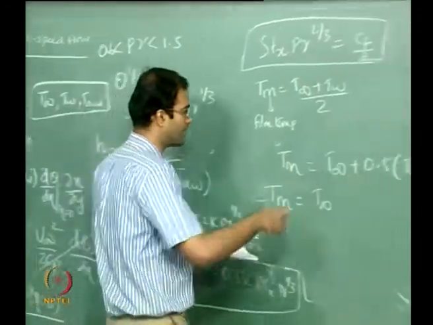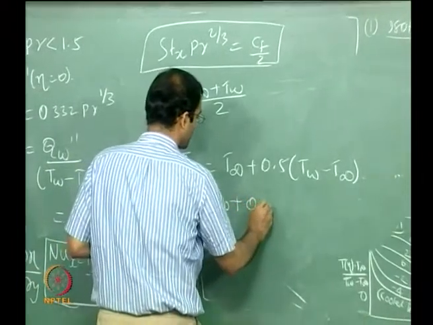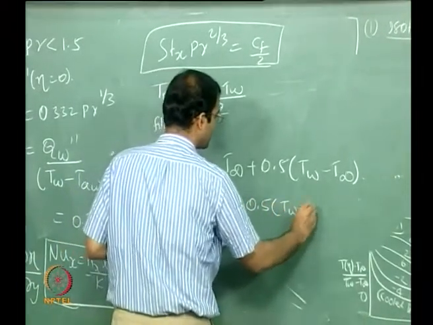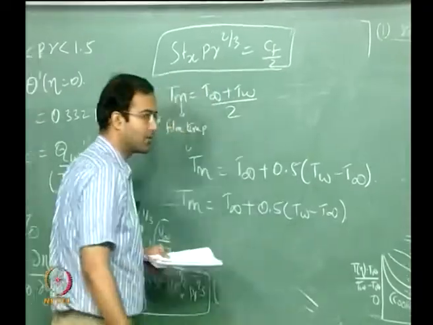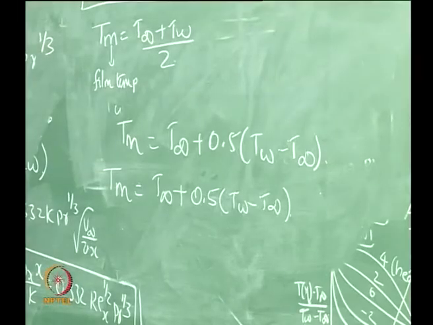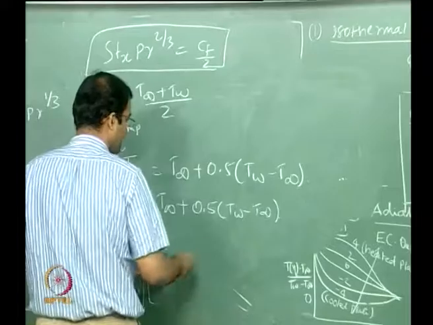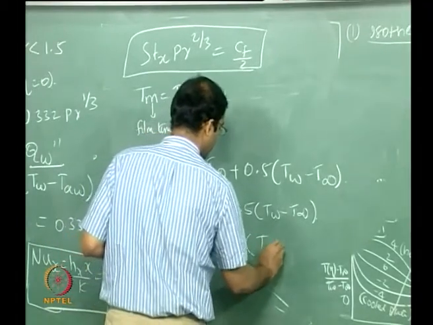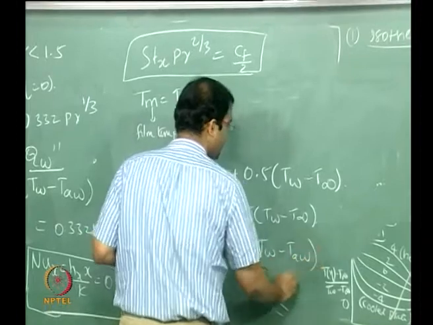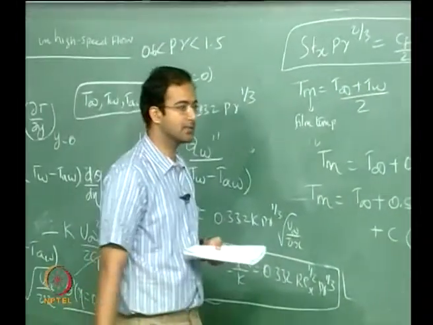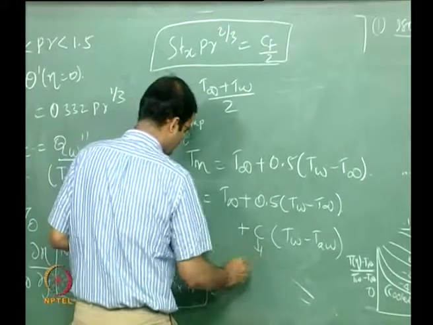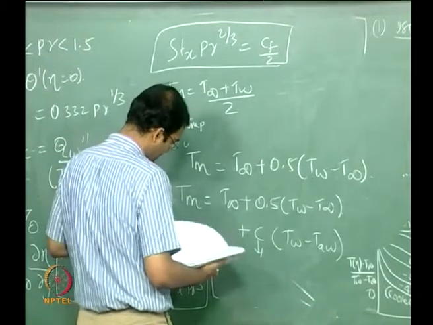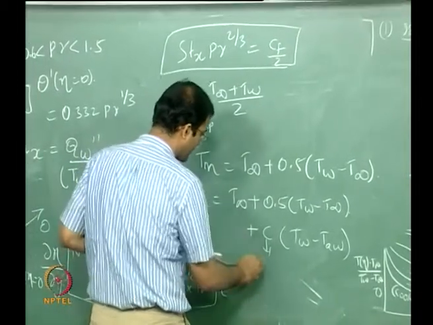Now already you have 0.5 into T wall minus T infinity. Now you also want to account for the adiabatic wall temperature somehow. So therefore we define plus another constant into T wall minus T adiabatic wall. So this constant is generally empirical. It is taken as something like 0.22.